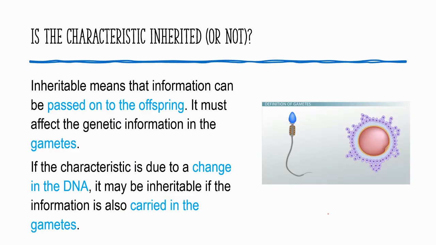So, is a characteristic inherited or not? Inheritable means that information can be passed on to the offspring. In order to be passed on, it must affect the genetic information in the gametes. Remember, the gametes are the sex cells, the sperm and the egg, or in flowering plants, the pollen and the ovule. So if the characteristic is due to a change in the DNA, it may be inheritable if the information is also carried in the gametes. If it changes the DNA in the gametes, then that information will be passed on.